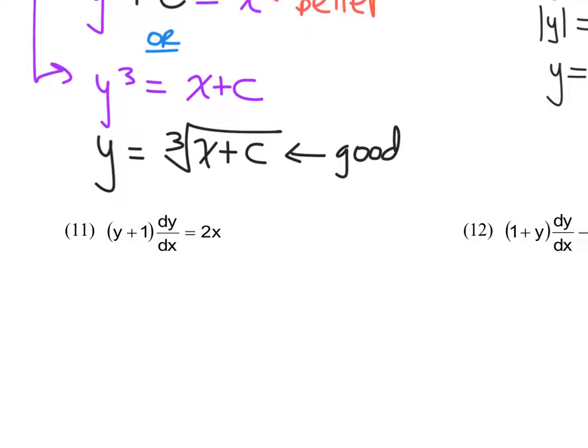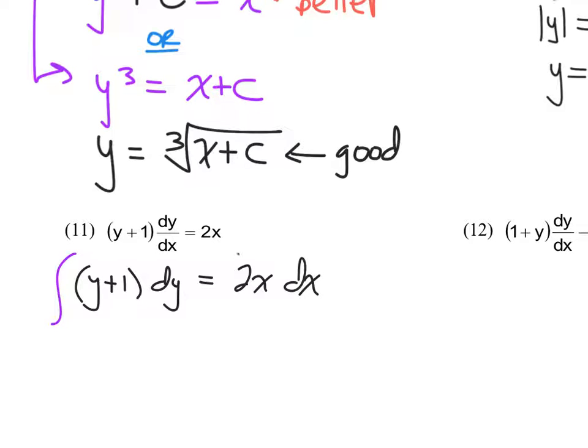Number 11. So this one's pretty clean. Y plus 1 dy equals 2x dx. Integrate, integrate. You don't really need the parentheses. We're really just taking the antiderivative of y plus 1, which would be what? Y squared over 2 plus y, very good. And then on the right-hand side, we'd have the x squared plus c.